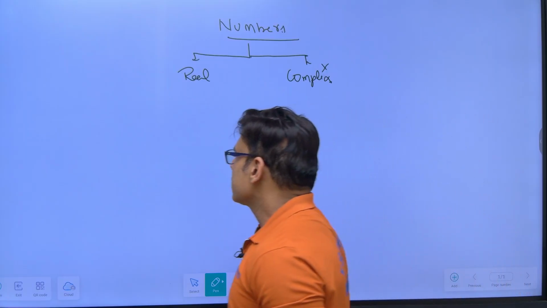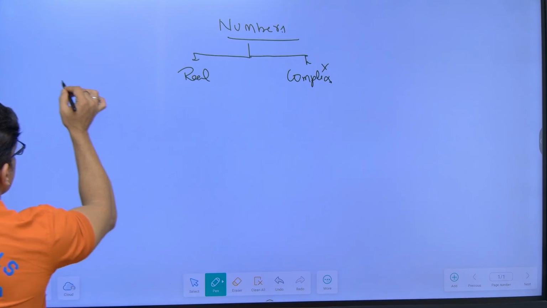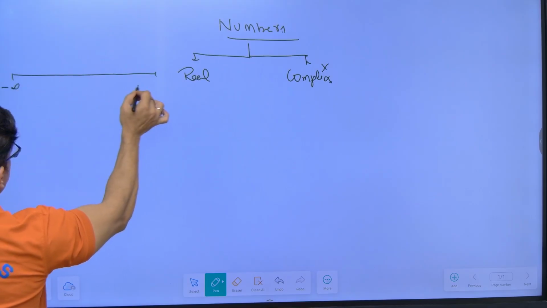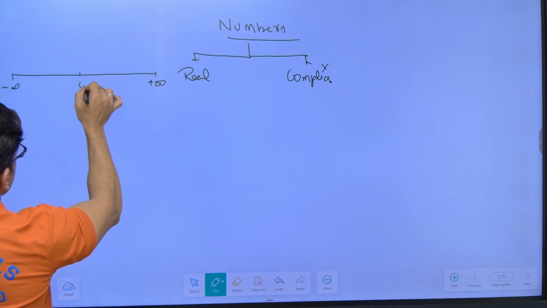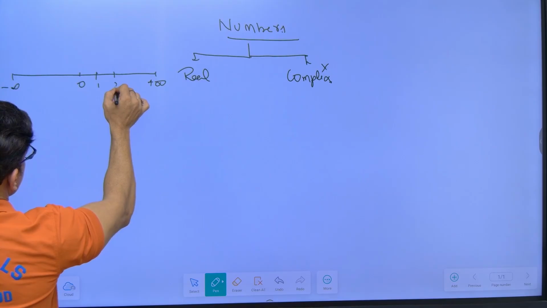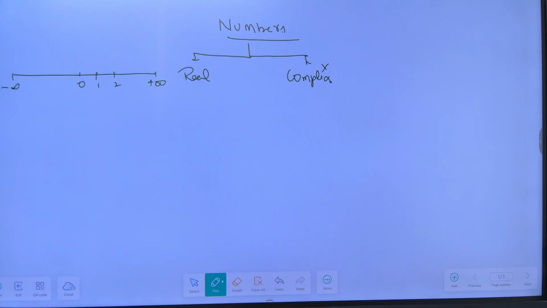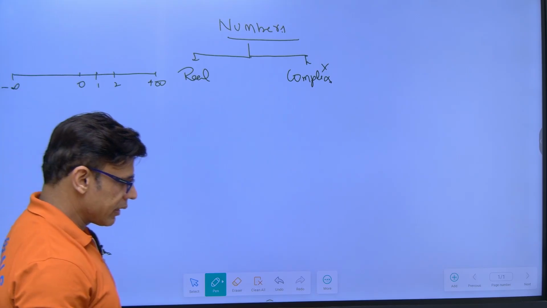What are real numbers then? Any number which you can represent on a number line, right? This is your number line, minus infinity to plus infinity. This is 0 and then 1, 2. Remember this number line? Any number you can place on the number line is termed a real number. So why can a complex number not be placed on the number line? Because complex numbers are not real.